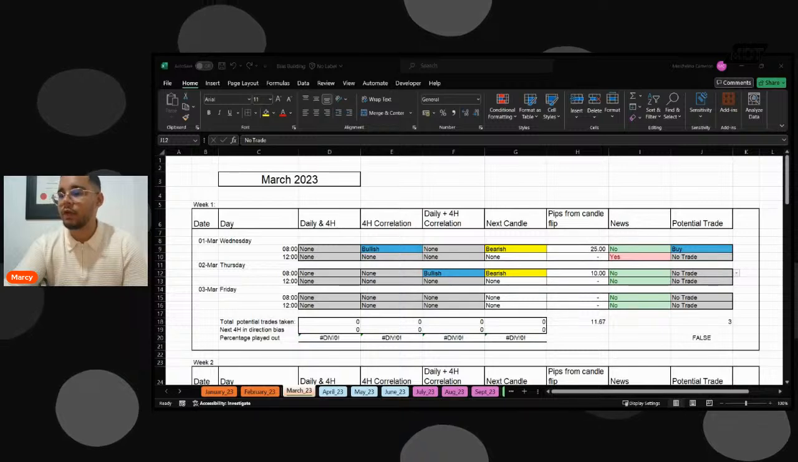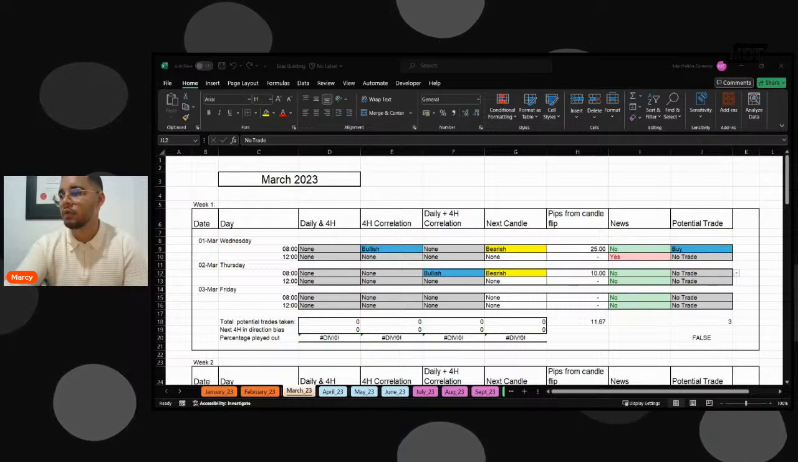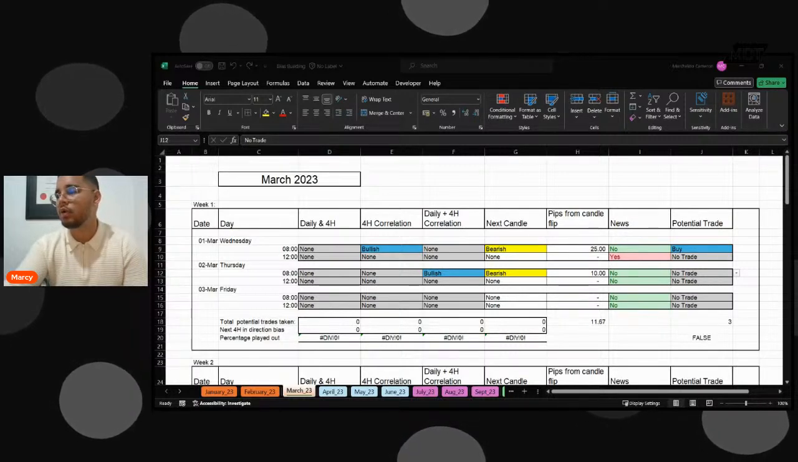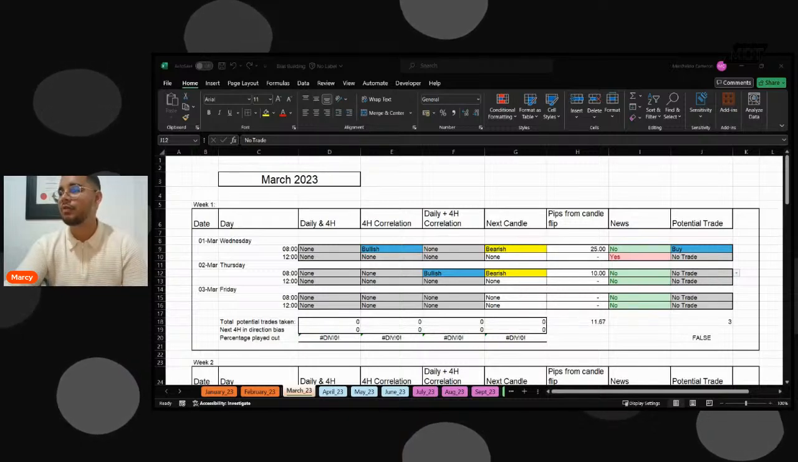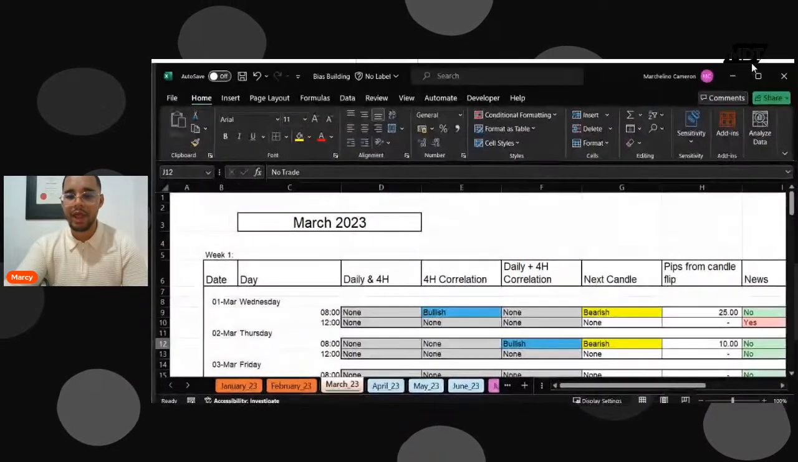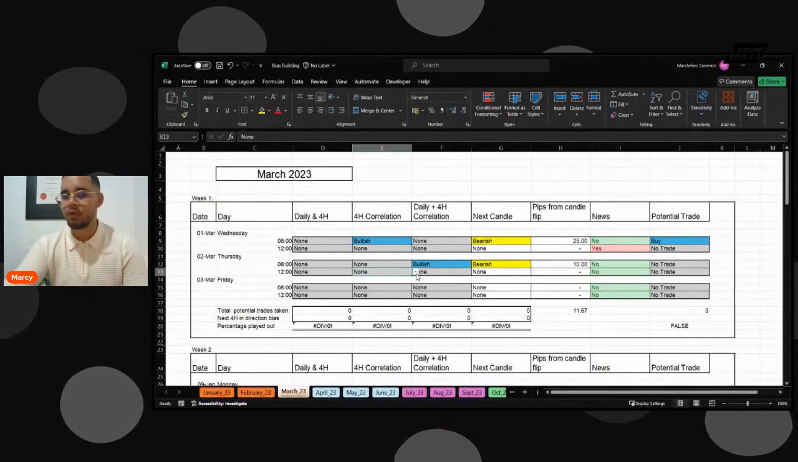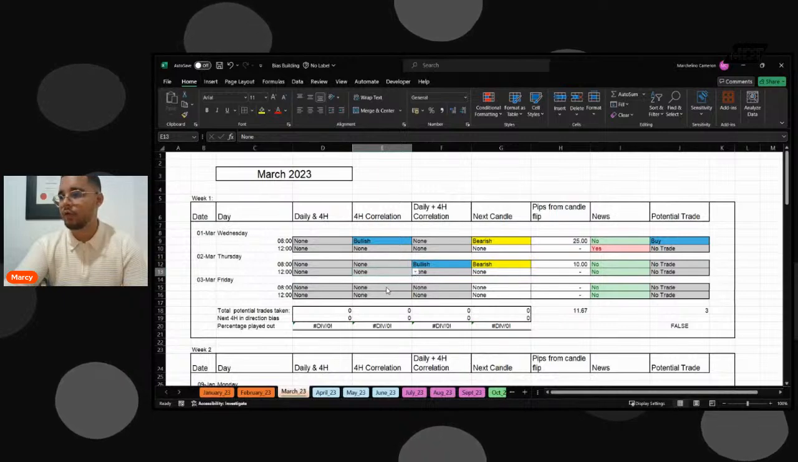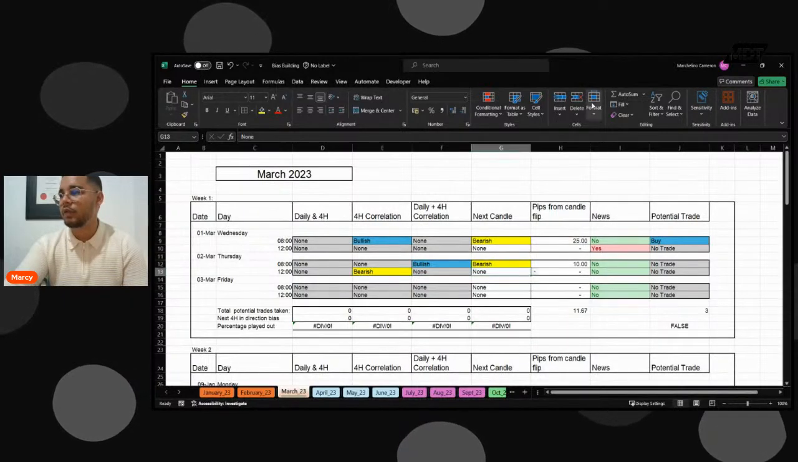Okay, so we have 2 bearish candles, 3 bearish candles, 4 bearish candles. We need 1 more. 5 bearish candles. And what did AJ do? 6 bearish candles. Perfect. Okay. So now we know we have potential 4H correlation. The next candle.